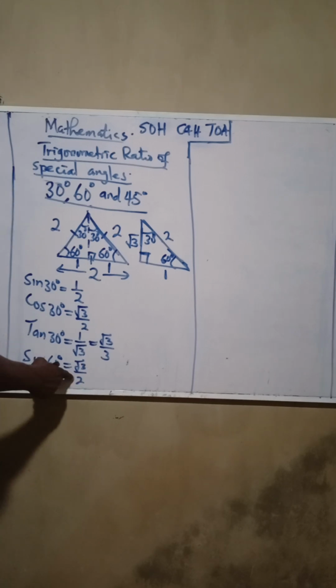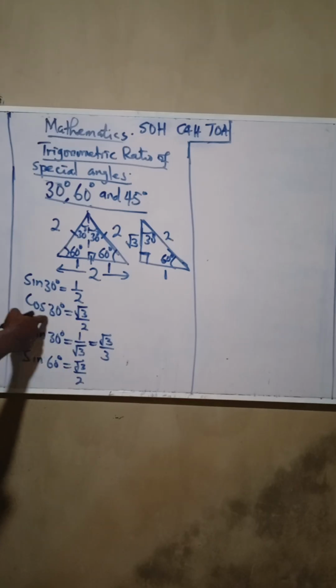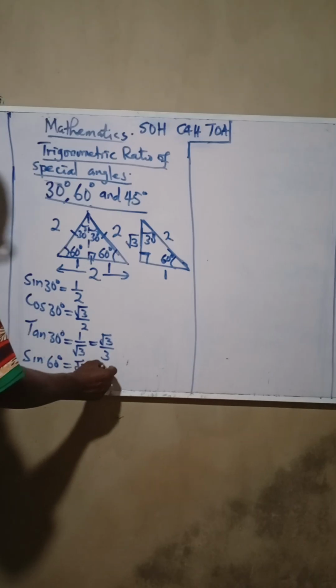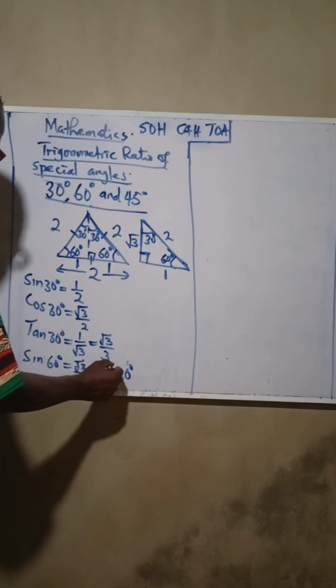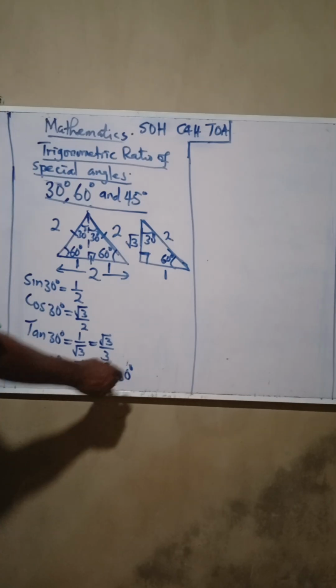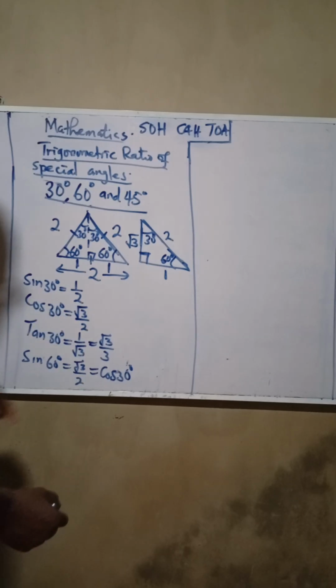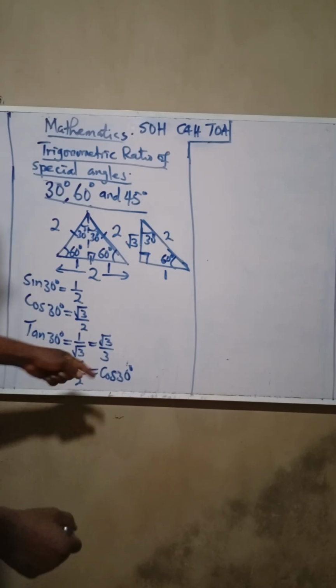If you observe at this point, root 3 over 2 is the same value that we have for cos 30. So sine 60 is the same thing as cos 30 degree. Take note, it's an important trigonometry function, or identity, that you need to know.